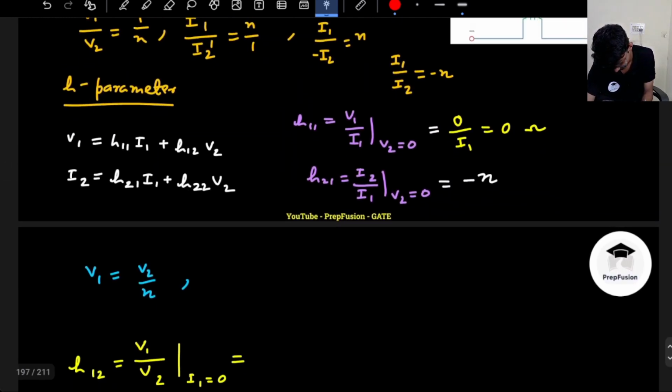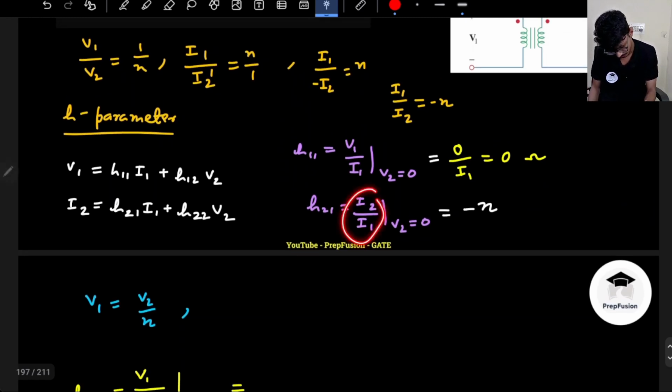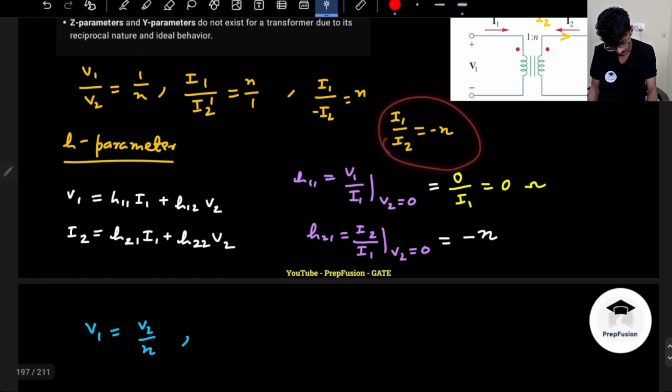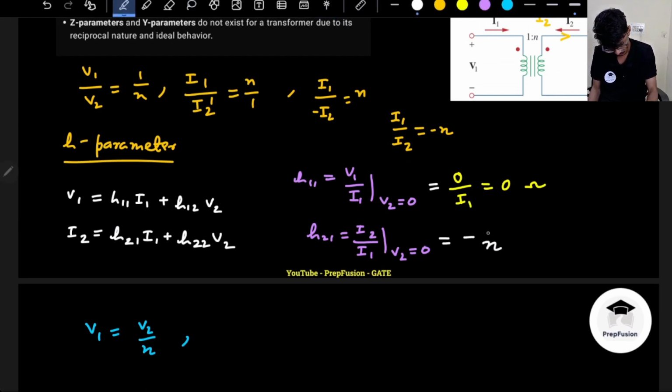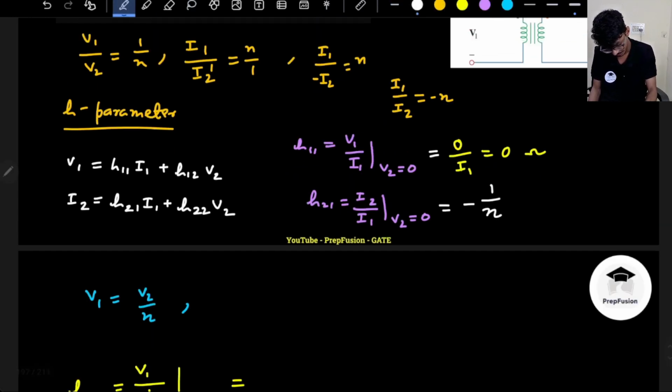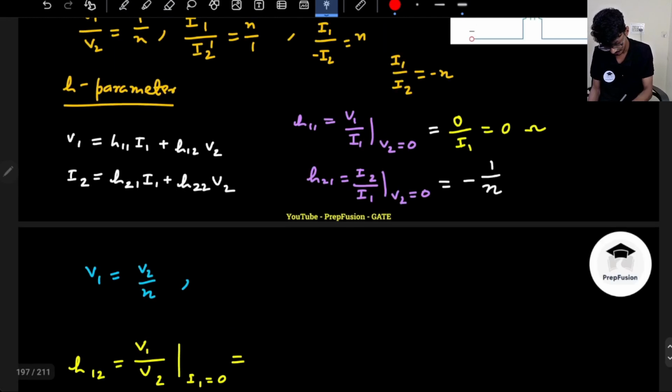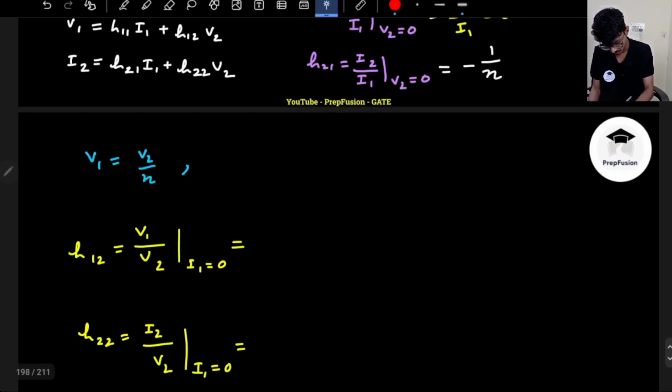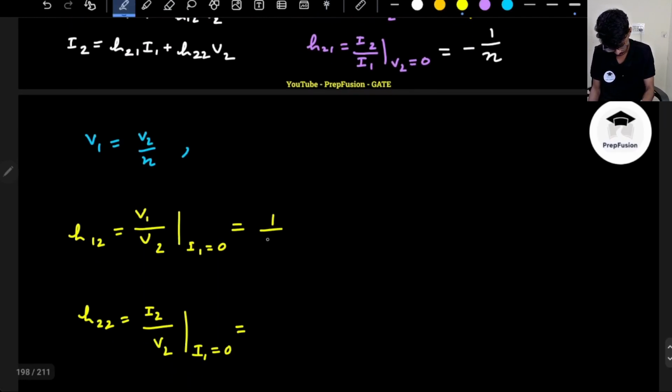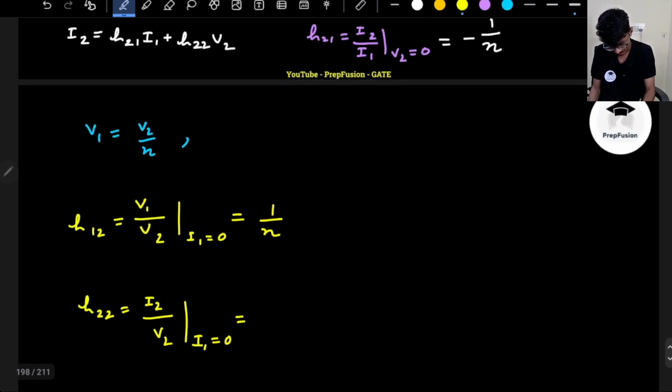It is V1 divided by V2, and this one was I1 divided by I2, right? So I2 divided by I1 will be just the reciprocal, 1 by n, and here I have to write V1 divided by V2. V1 divided by V2 is 1 by n, so this will be 1 by n, and H22 is I2 upon V2.